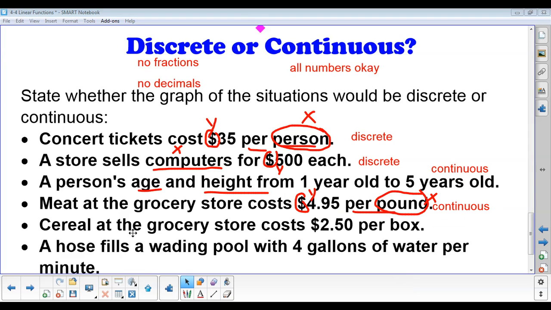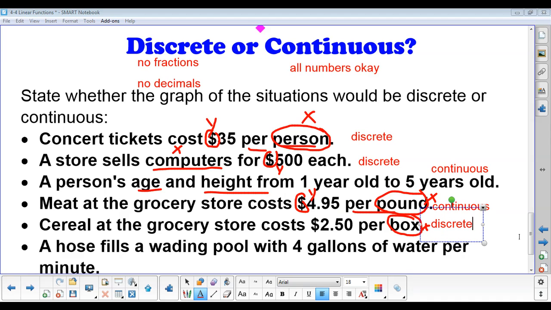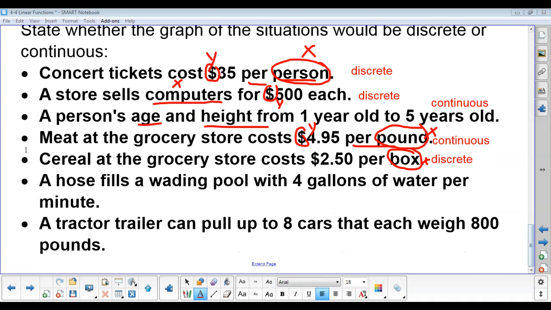Now, in contrast, we have cereal at the grocery store costs $2.50 per box. Box is our x, comes after the word per there. And I can't buy half a box of cereal or part of a box of cereal. It's all or nothing. So this one is discrete. Hopefully you're starting to get the hang of this a little bit. We have a hose fills a wading pool with 4 gallons of water per minute. The minutes, because it comes after the word per, is our x, and we know that time is always continuous.